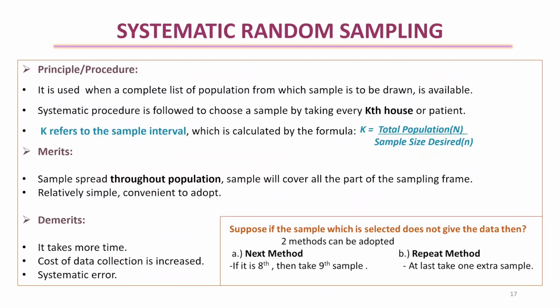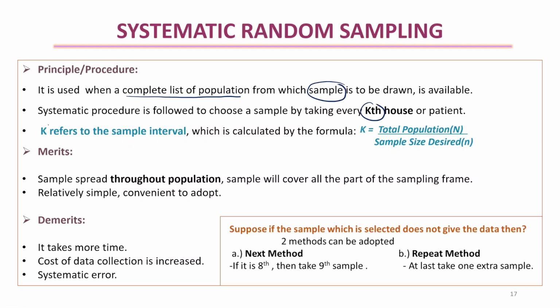Now let's move to another very commonly used method called systematic random sampling. This method is used when we have a complete list of the population from which we need to select our sample. A systematic procedure is followed here to choose a sample by taking every kth house or patient. That's why this is known as systematic random sampling.